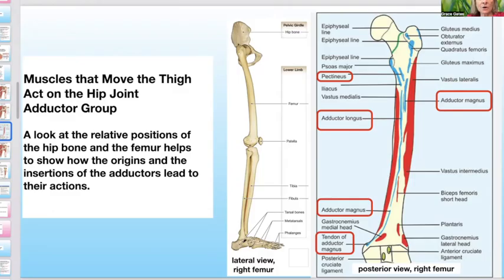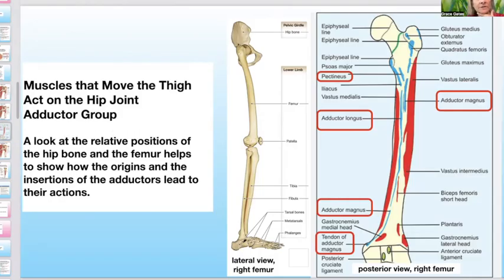Okay, so here's a look at the relative positions of the hip bone and the femur. This helps to show us how the origins and the insertions of the adductors lead to their actions. Takes a little bit of imagination, but you're going around from the superior ramus down through the body of the ramus, then to the inferior ramus, and finally all the way to the ischium. So these groups have variable insertions and end up performing different actions depending on their location. If they're anterior, they'll perform flexion, etc., like we learned with the arms.